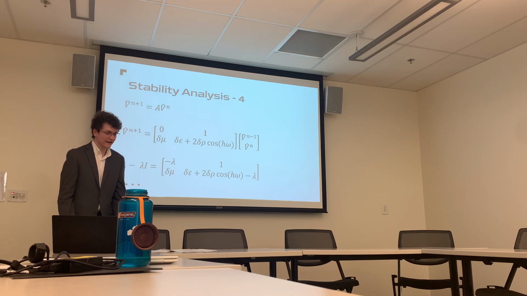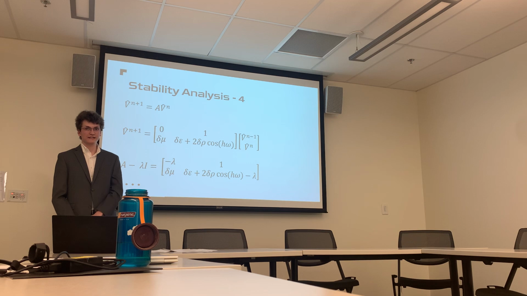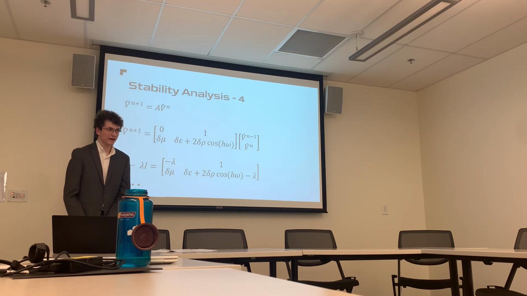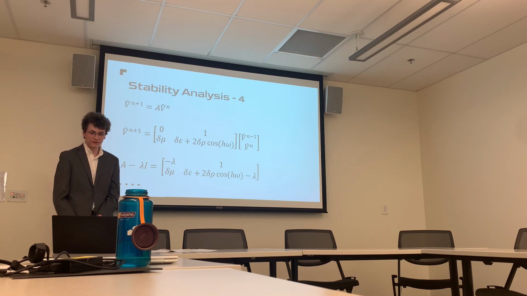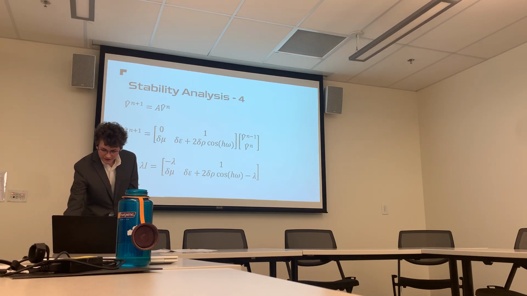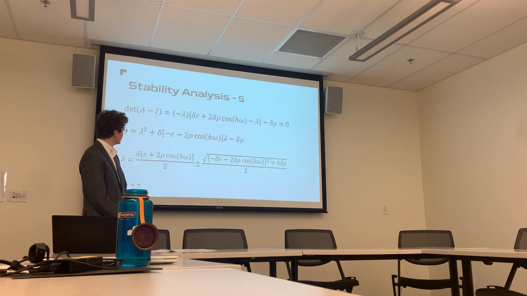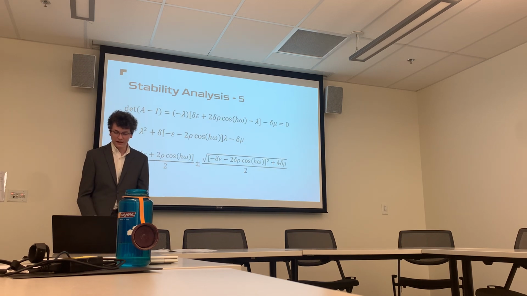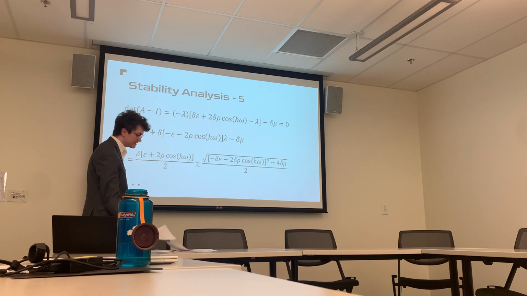You just create that matrix there with a 0, 1, delta mu, and delta epsilon plus 2 delta rho cosine of h omega. And then from here, the thing we want to look at is the eigenvalues of it. Since if they have a magnitude less than 1, that means the system will be stable. So we start by subtracting lambda I from the matrix there. So we get this bottom equation. And then once we take the determinant of it, we get a nice little characteristic equation at the top. And then we can again simplify that into a nice quadratic.